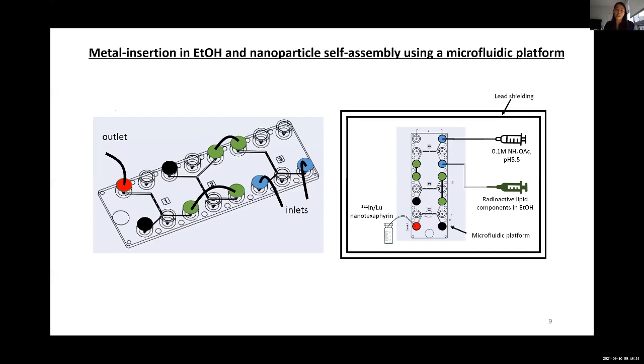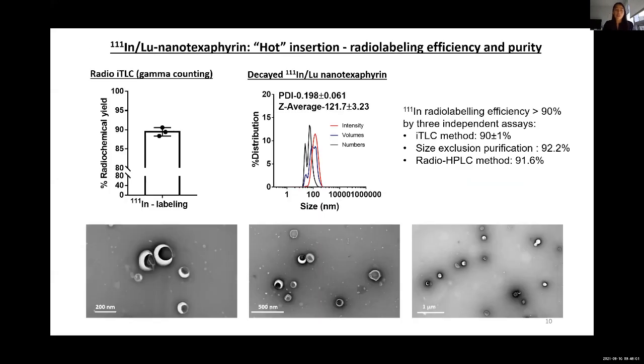These chips have different channels with herringbone structures that enable rapid mixing when we co-inject our radioactive lipid in ethanol with the aqueous buffer together. And using this platform, we're able to synthesize our nanotexaphyrin with the indium-111 and lutetium. And we're able to see in both ITLC method and radio-HPLC that this radiolabeling is very efficient with over 90% radiolabeled and radiochemical yield.